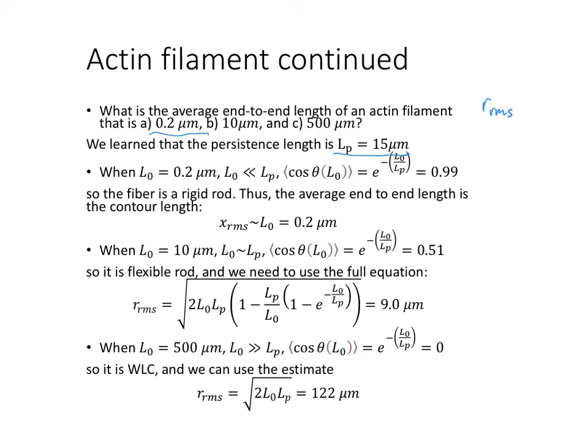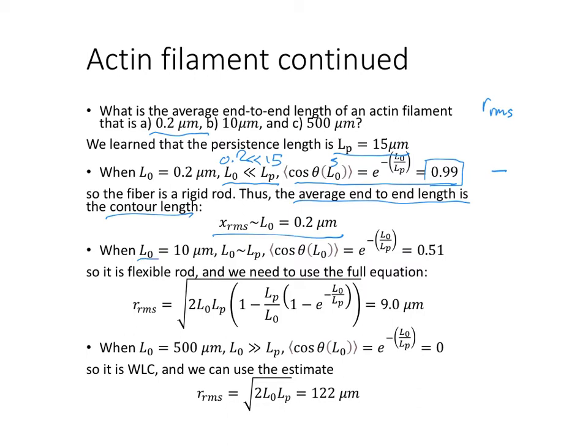So our first question is to compare L naught, 0.2, to LP, 15, and we see that it's much less than. So that tells us this looks like a rigid rod, and in fact, if we had plugged L naught into S and measured to what degree the average cosine of the difference between the two ends had changed, we'd see it was still almost 1. So this fiber is a rigid rod, and the average end-to-end length is just the contour length, 0.2 microns. So that was this situation, straight fiber.